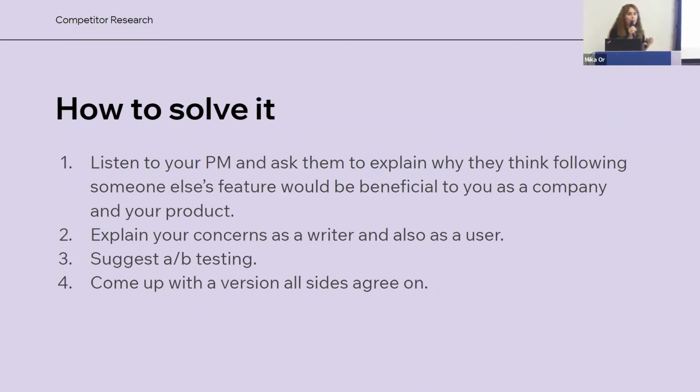Third, always suggest A/B testing. A/B testing is so beneficial when it comes to content. And if your team has the ability to do 2 versions at once, always try doing that so the data can speak for itself. And lastly, come up with a version that all sides agree on. If your team is really adamant to follow a competitor, create a version that includes details from the competitor's version, but it has your own tweaks to suit your product.